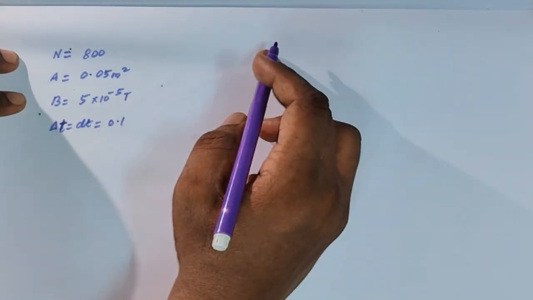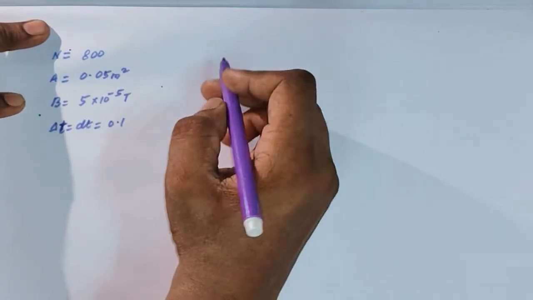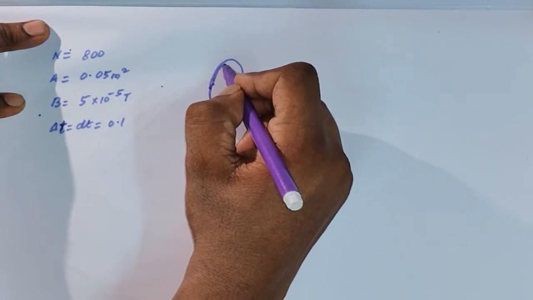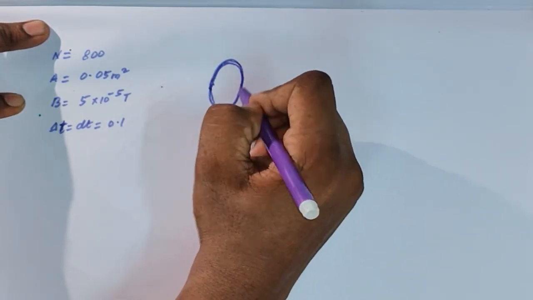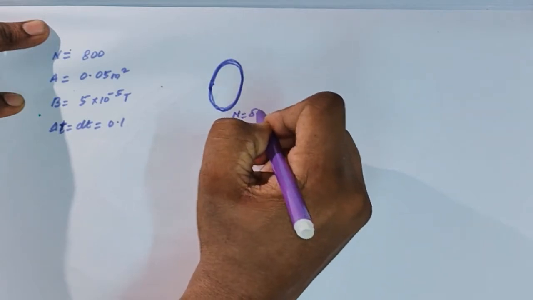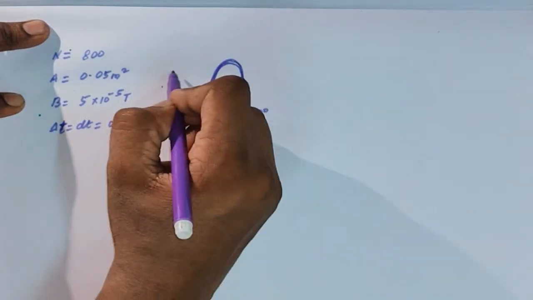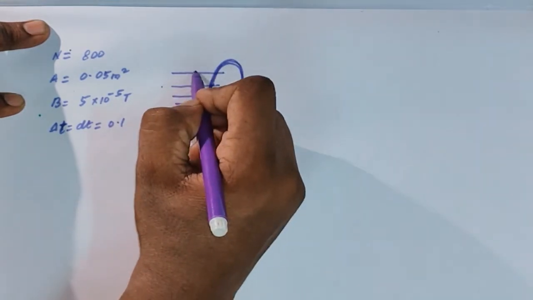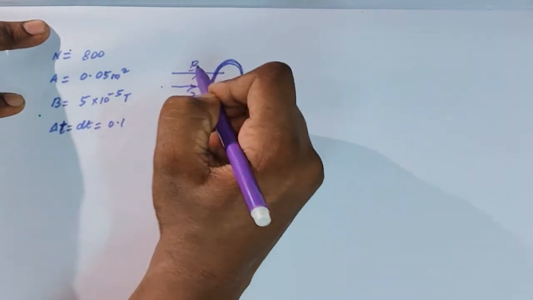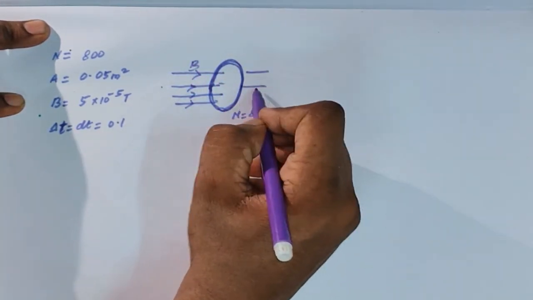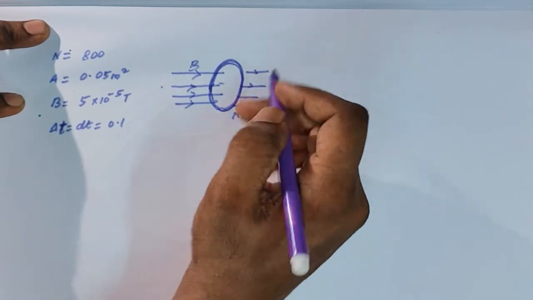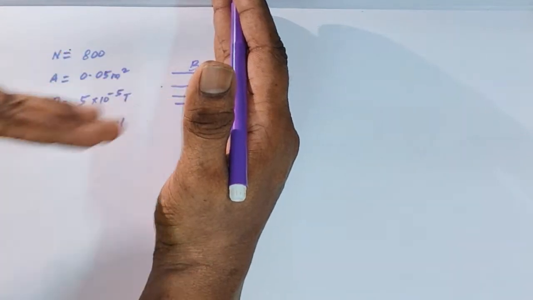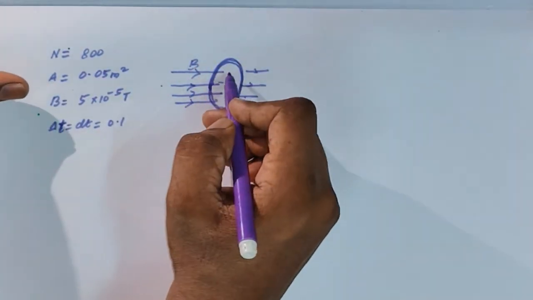Here we need to picturize the diagram for a better understanding. Here we have a coil with 800 turns. The area of the coil is kept perpendicular to the magnetic field. This is the magnetic field B, whose value is given, and it is perpendicular. So if the coil is like that, the magnetic field will be like this. It is perpendicular to the magnetic field, as shown in the figure.